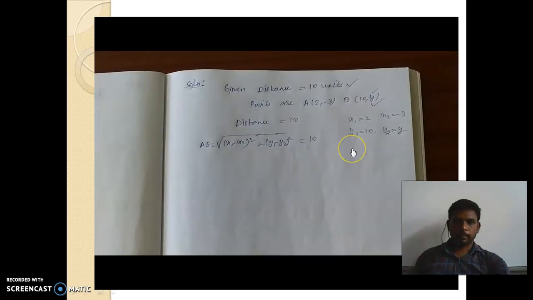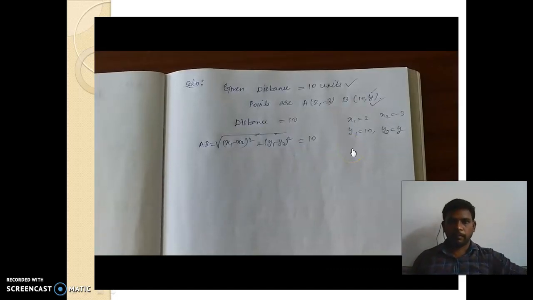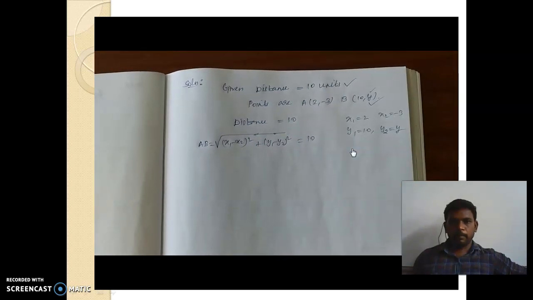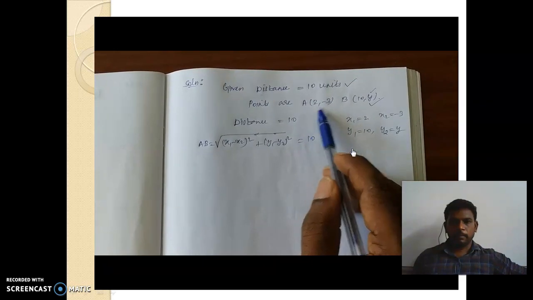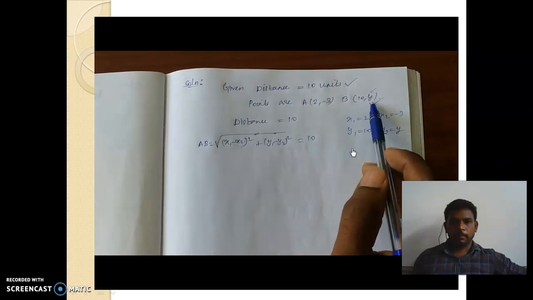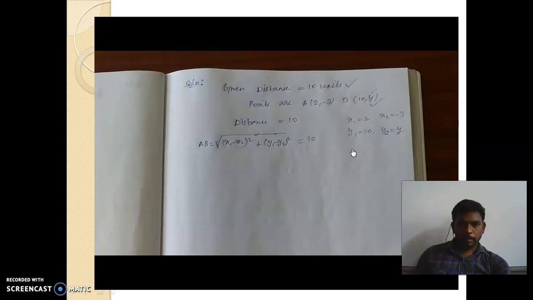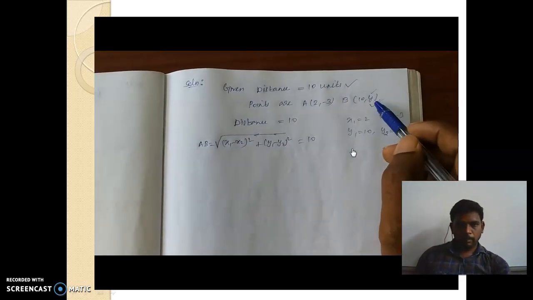Look at the solution here. In the last example, we found the distance between the given 2 points by using the distance formula directly. But here, the distance is given as 10 units, with the respective points A of 2 comma minus 3 and B of 10 comma y. Right? So we are going to find the unknown value in the point. The unknown value is y here. We are going to find that one only.